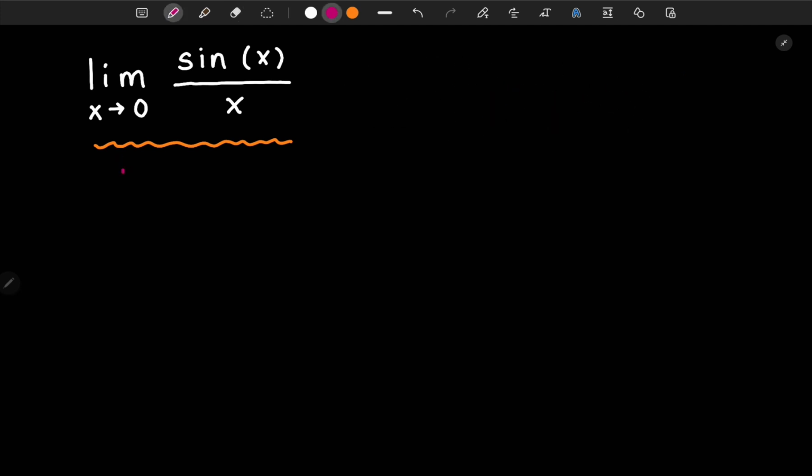The first method to solve is called L'Hopital's rule. You can use this rule if you have learned the concept of derivative. L'Hopital's rule states that the limit of an indeterminate form, like 0 over 0, is going to be the same as if we take the derivative of both the numerator and denominator. So let me show you how to do that.